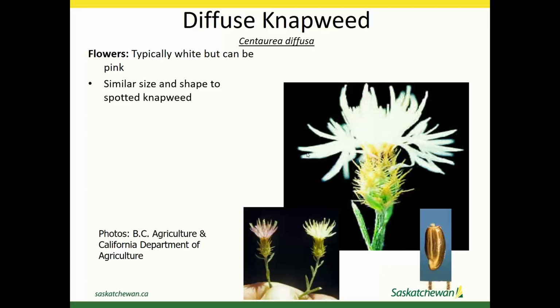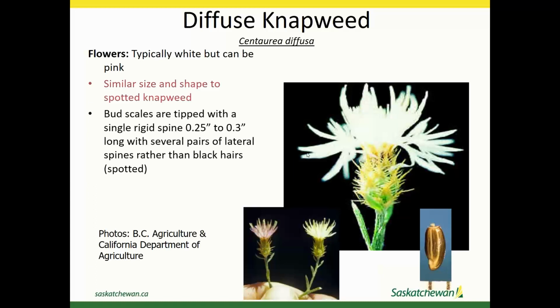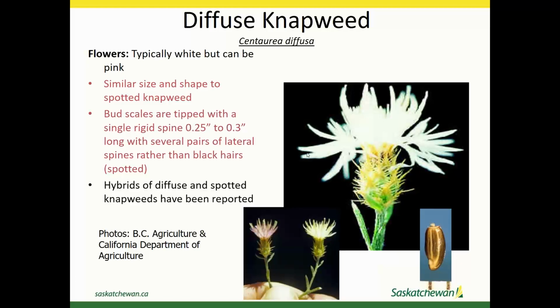The buds themselves are very similar in size and shape to spotted knapweed. The difference, however, is that on the tips of those scales or bracts that we talked about for spotted knapweed, diffuse knapweed has a series of spines. There's one terminal spine, and it has a few branches on it, and then it also has some spines coming off the sides of the bract itself. If it's been hybridized with spotted knapweed, sometimes those spines are black as well. And we talked about the hybrids before that.